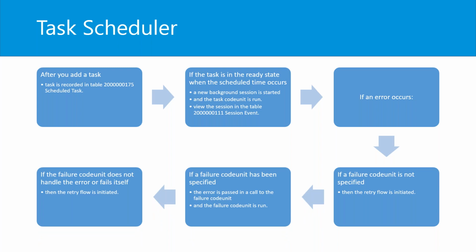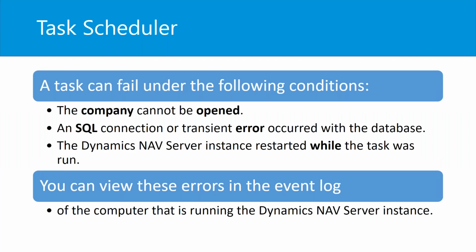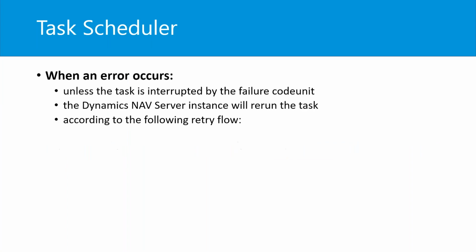So you notice they thought about everything here. When can a task fail? Well, for example, the company can't be opened, there might be a SQL connection or a transient error in the database, or the service tier is restarted while a task was being run or executed. You can view these errors in the event log of the computer where the service tier is running, so you can check that.